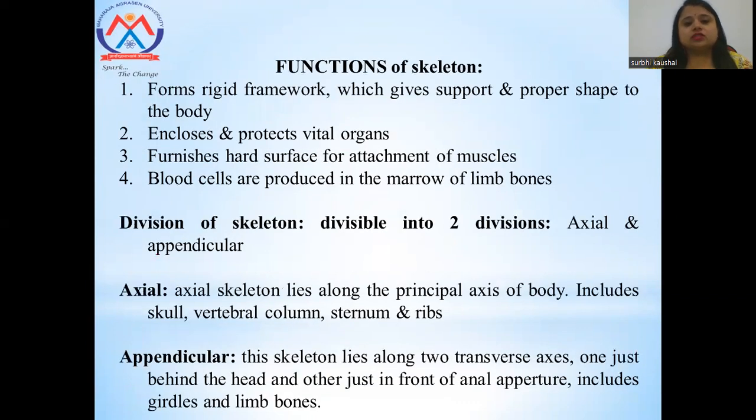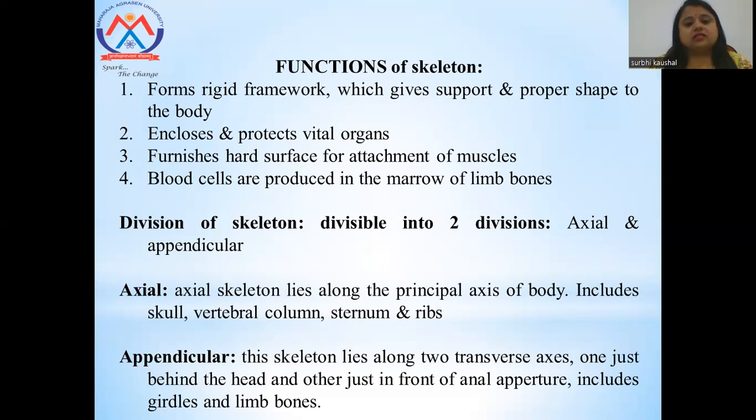Now, what are the functions of the skeleton? It forms a rigid framework which gives support and proper shape to the body. It encloses and protects our vital organs. It furnishes a hard surface for the attachment of muscles. Blood cells are produced in the bone marrow cells, that is, the limb bones and their bone marrow.